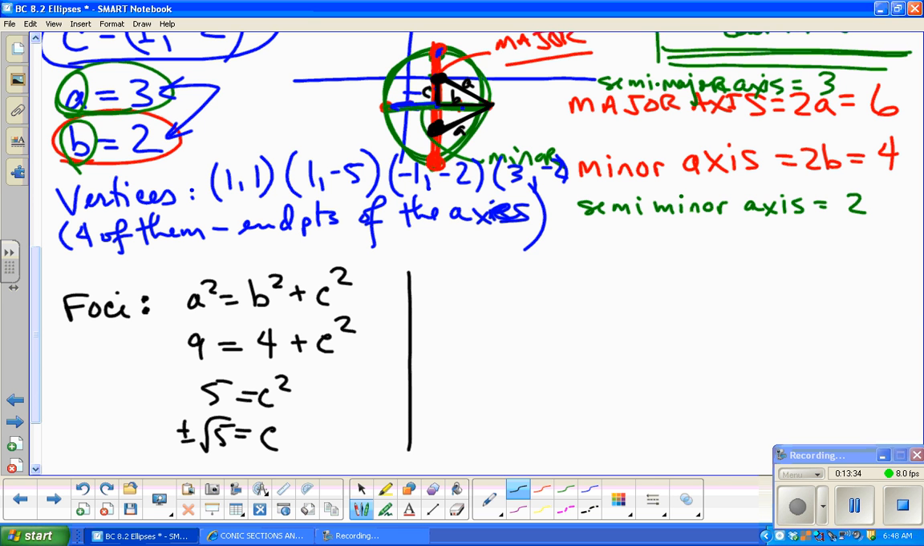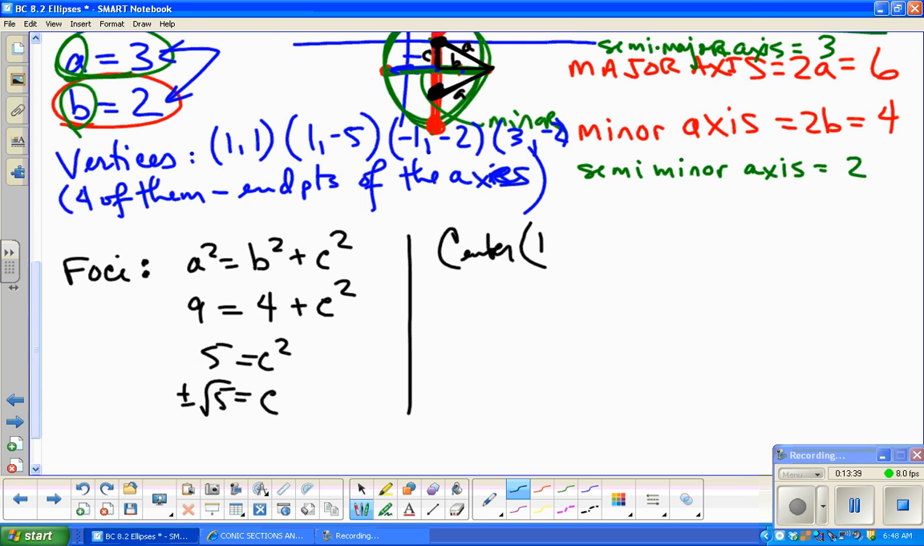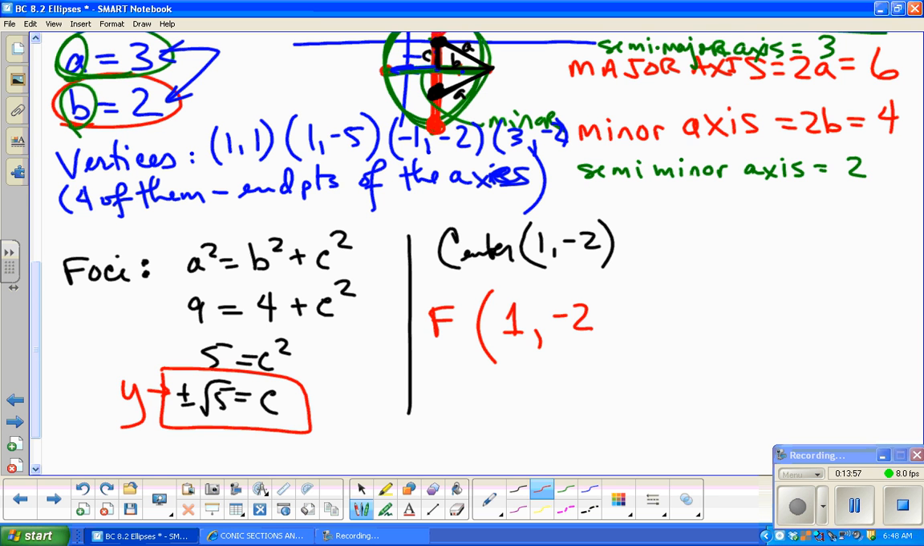Now, remember that the center of this particular ellipse was at (1, -2). And remember, the major axis is vertical, so that means this gets added or subtracted up and down, to the y value. So the foci will be at (1, -2 plus the square root of 5) and at (1, -2 minus the square root of 5). Yes, you can combine that and write plus or minus if you want. So those are the foci.